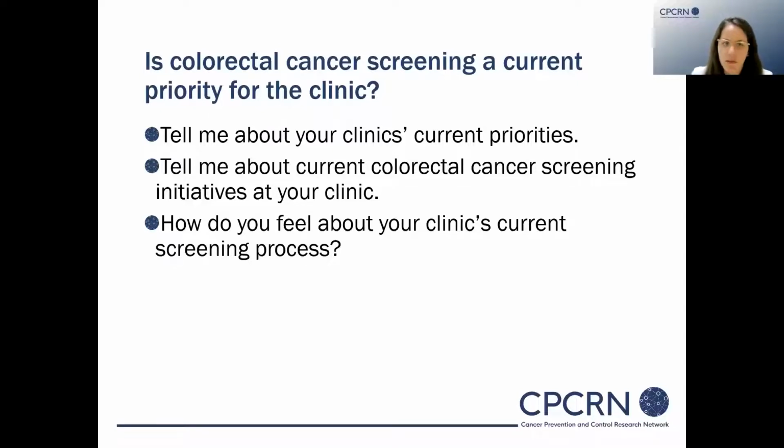You may ask, tell me about your current colorectal cancer screening initiatives at your clinic. What are they currently doing? And that can help you gauge whether it's a priority for them. And even one of those feeling questions, how do you feel about your clinic's current screening process? So those are just a few examples. There are many more questions you could ask, but I just wanted to have you start thinking about questions. And there's really no wrong or right way to do it.